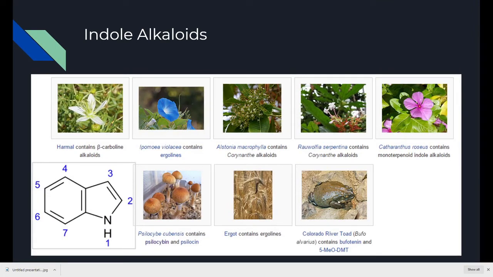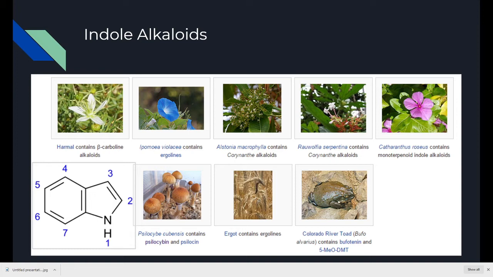Now, on to our next group. And I'm going to mention an animal and a mold here. And I know I'm talking about plants, but we're also talking about mushrooms, which are fungi. So just to be correct and specific, we're going to get into indole alkaloids. And these exist in all kinds of plants throughout the world and in different continents.